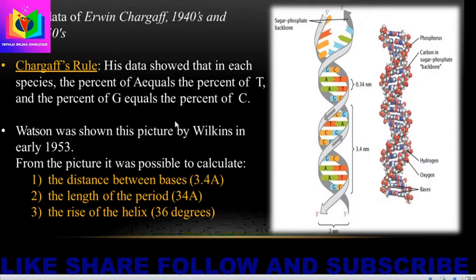Watson was shown this picture by Wilkins in 1953. I'll show you that picture. This is the picture where the major groove consists of 3.4 nanometer in length and the minor groove consists of 0.34 nanometer. And these are the two strands, the sugar phosphate backbone.